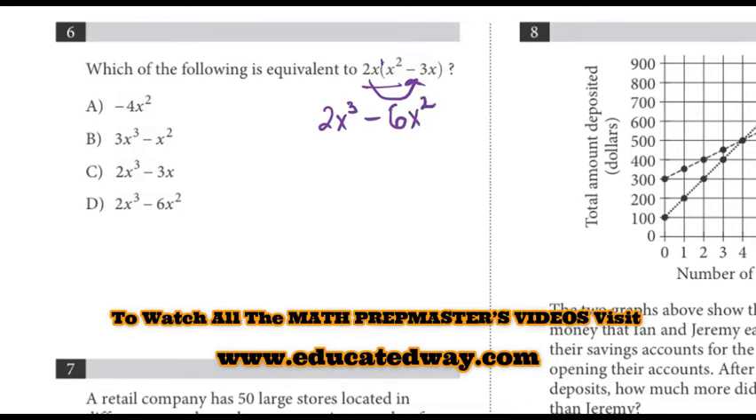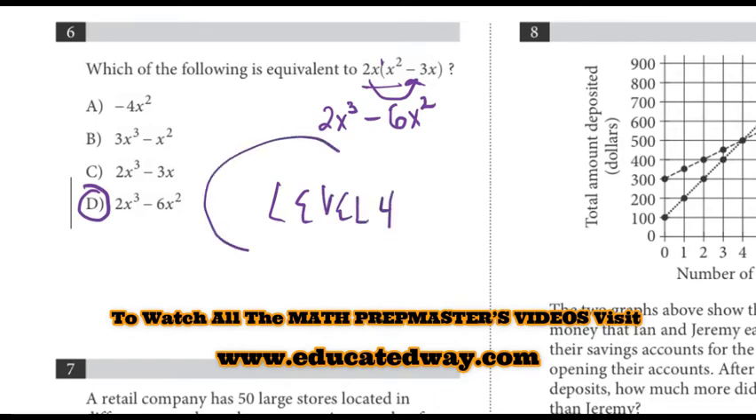And answer choice D. Level of difficulty, we'll say that one's a level 4. Let's go to number 7.